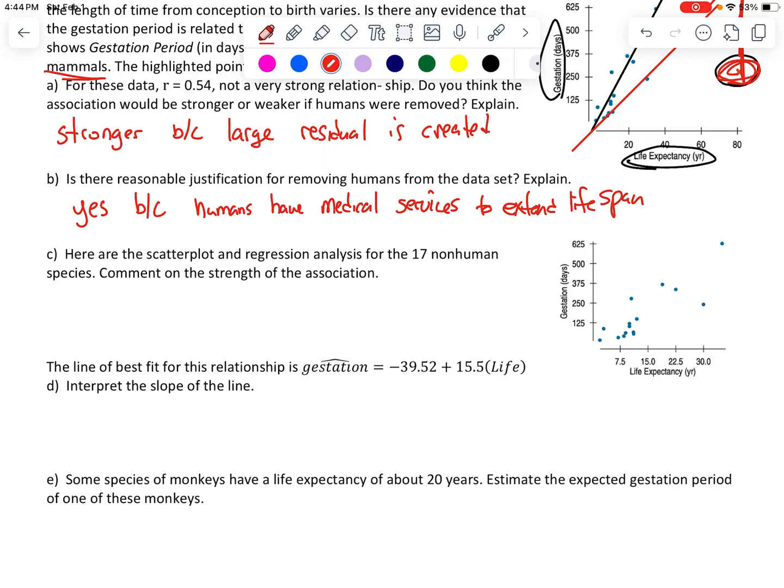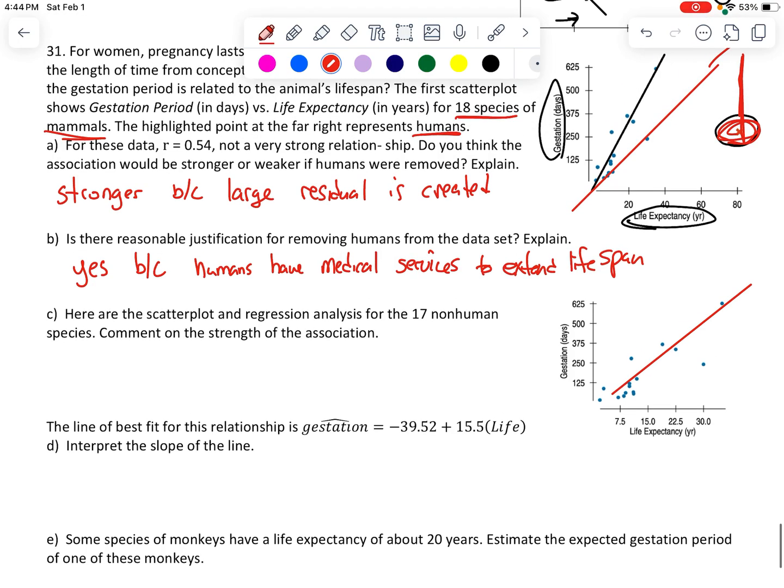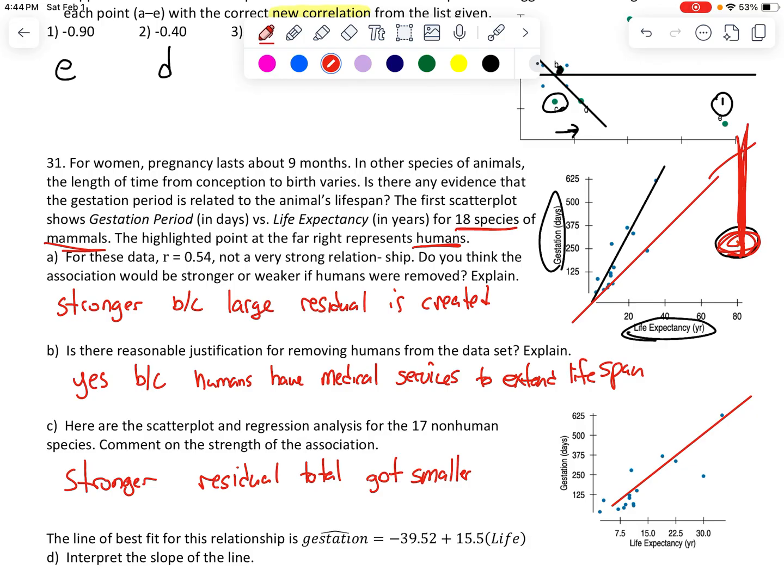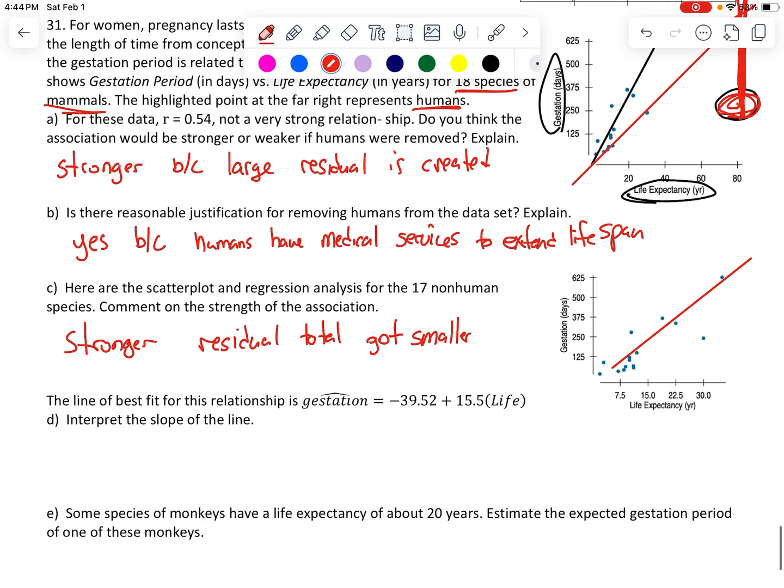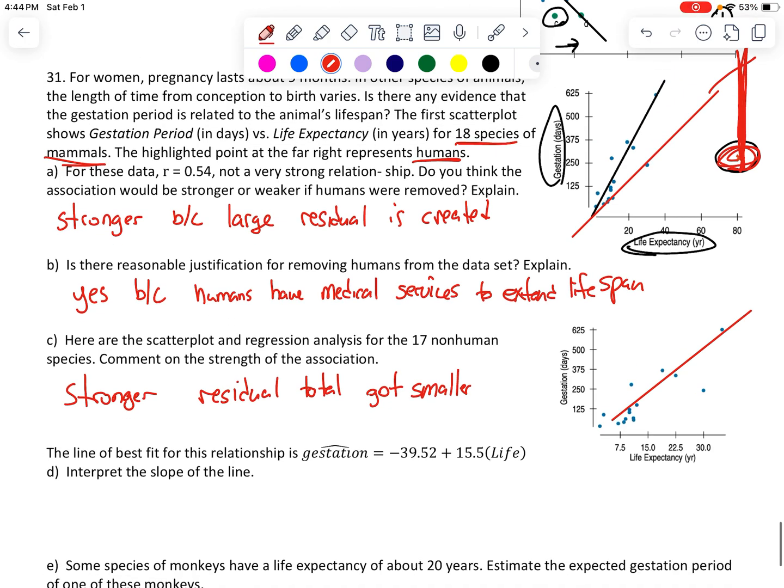So here's a scatter plot for the 17 non-human species. Comment on the strength of the association. Okay. So again, we're going to draw that line through there, and so now it is stronger. The residual total got smaller. Again, this point, the humans over here, was a huge residual that figured into how strong something is, and therefore it did not have that large residual anymore. So now we have a new line of best fit.